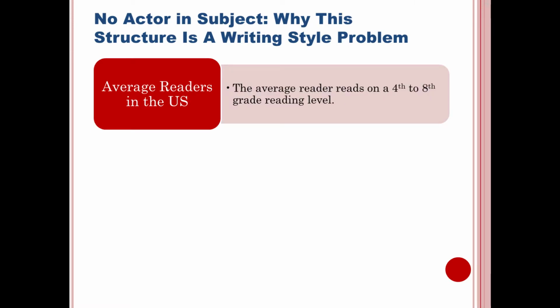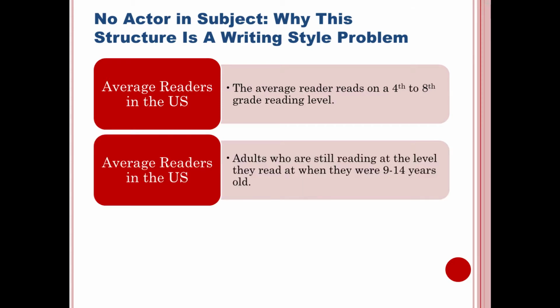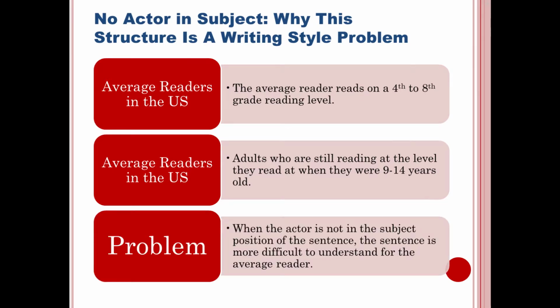Well, the average reader in the United States reads on a 4th to 8th grade reading level, which means that these are adults who are still reading at the level that they read at when they were 9 to 14 years old. So when we send out complicated sentences, those sentences can be too difficult for them to understand. We don't want that. So when the actor is not in the subject position, the sentence becomes more difficult to understand for that average reader.